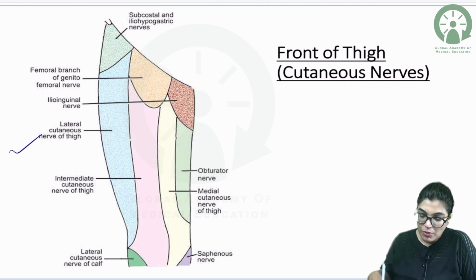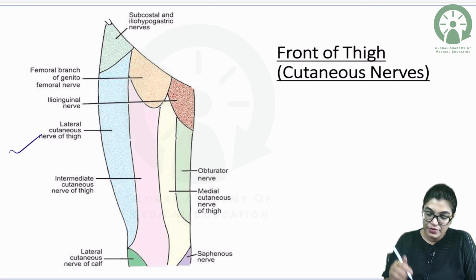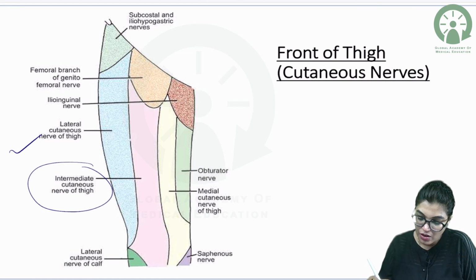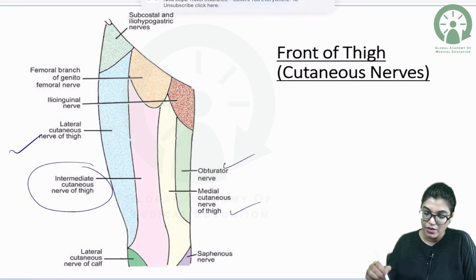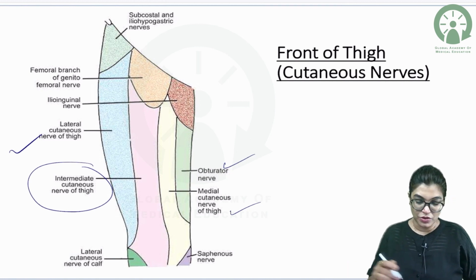Now, if I talk about the other nerves contributing here, we can see the intermediate cutaneous nerve, obturator nerve, medial cutaneous nerve of thigh, and also the contribution shown from the femoral branches of the genitofemoral nerve.